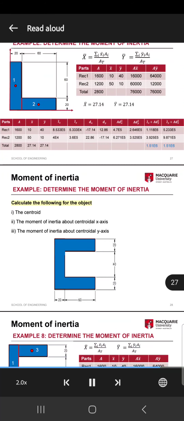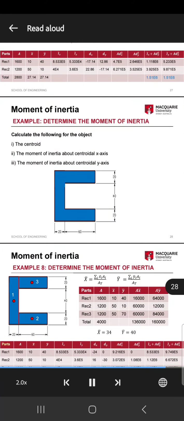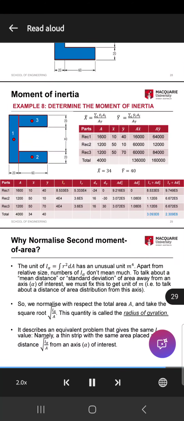Moment of inertia. Calculate the following for the object: the centroid, the moment of inertia about the centroidal x-axis, and the moment of inertia about the centroidal y-axis. Parts: A, x, y, I, d_x, d_y. Rectangle 1, rectangle 2, total. Rectangle 1 has area 1,010 and rectangle 2 has area 1,002, with a total of 1,200 and 84.